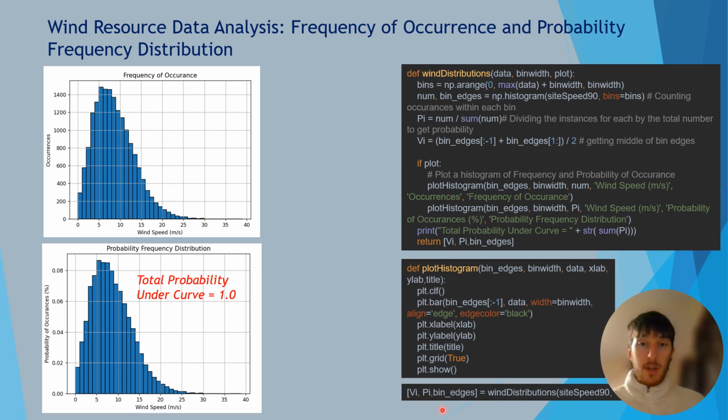So the line in the bottom then just calls this function and gives it inputs of specific data, bin size, and whether or not to plot. So when the code runs as well, the functions themselves don't do anything. They need to be called with inputs for each of the parameters like I've done at the bottom here.